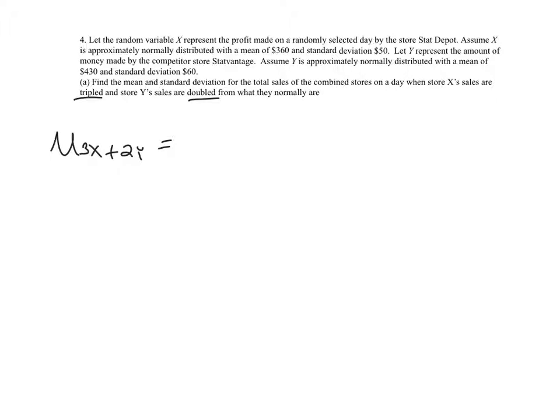And the mean is nice. So I can take 3 times my mean for X plus 2 times my mean for Y. And that will give me my new mean for the random variable, which would be 1940.